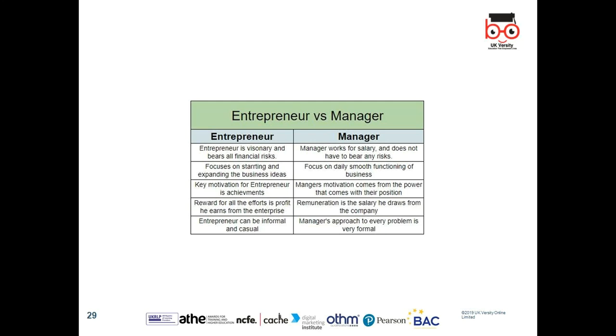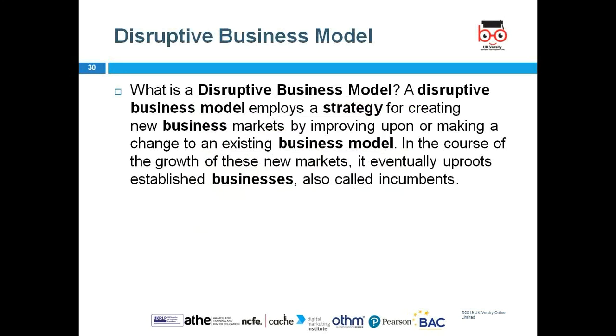The key motive for entrepreneurial is achievement, but the managers' motivation comes from the power that comes with their position. So the reward for all their efforts is the profit earned as an enterprise. Remuneration, managers get the salaries, maybe they can get a bonus as well, but the key focus is the salaries. Entrepreneurial can be informal and casual, manager a more formal role. So that's the key difference to understand.